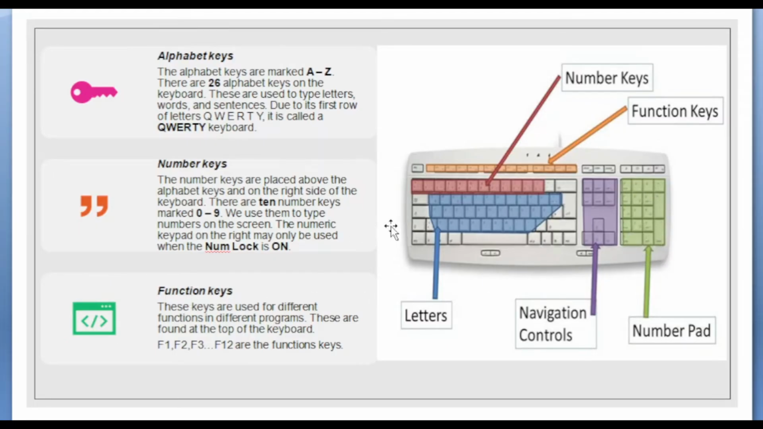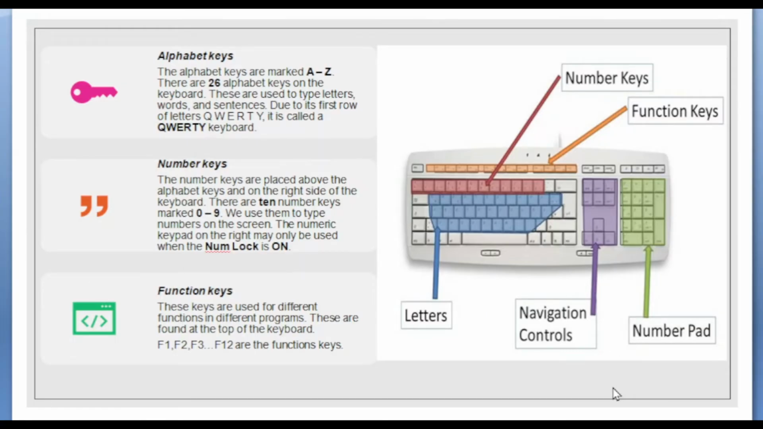Next is function keys. Function keys are the top row keys of the keyboard. Here in orange color, I think, from F1 to F12. These are the function keys, and they are found at the top of the keyboard, and they are used for different functions in different programs.